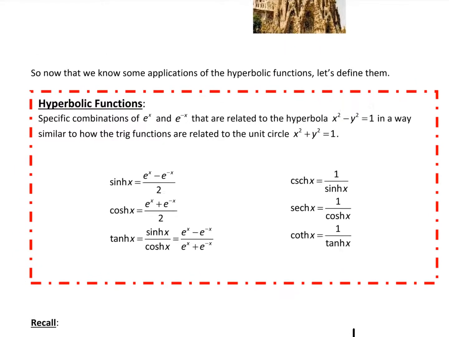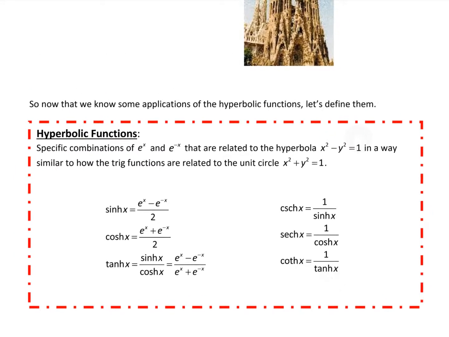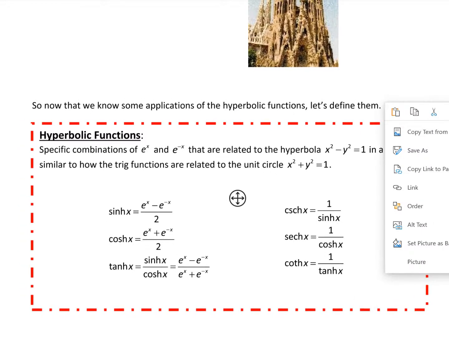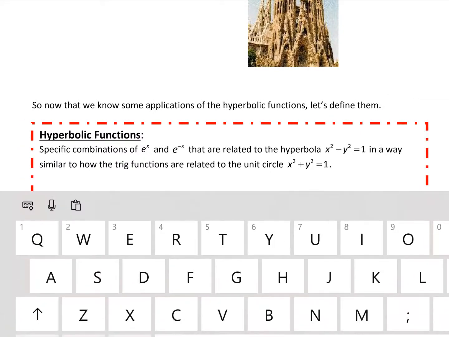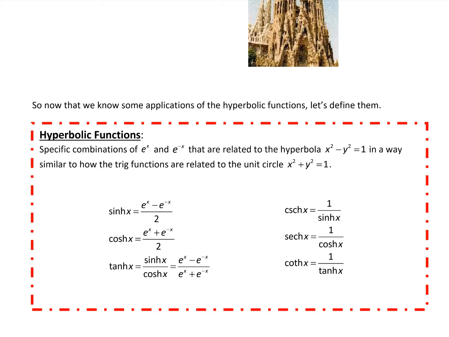It turns out that specific combinations of e to the x and e to the negative x are related to the unit hyperbola. This is where the hyperbolic name comes from. They are related to the unit hyperbola, x squared minus y squared equals 1, remembering that the unit hyperbola, if we could just draw it, is that shape right there. I'm going to pull it up in just a second on an image, but that's the unit hyperbola.